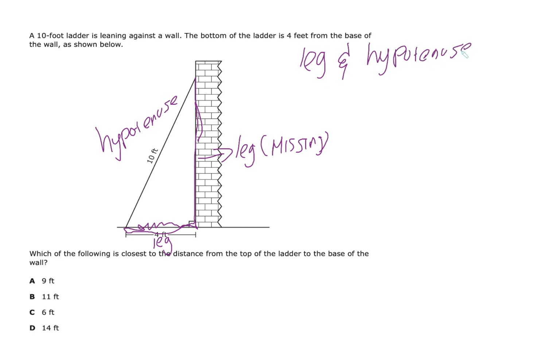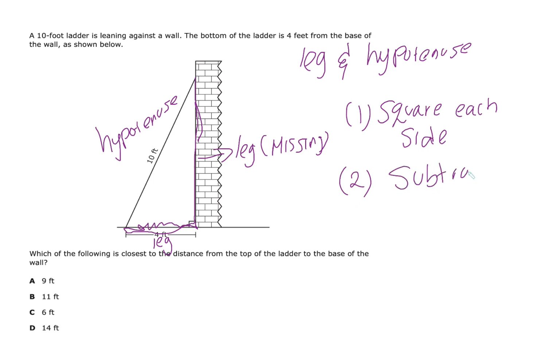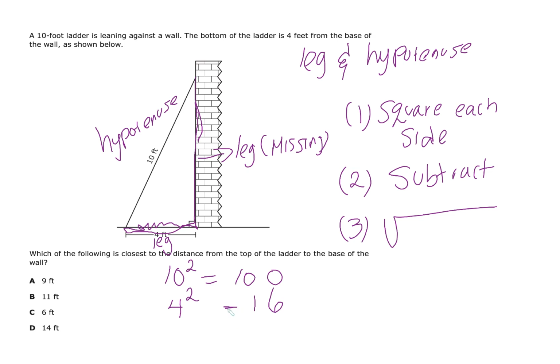Now when you have a leg and the hypotenuse, again, step 1, you're going to square both sides. Step 2, you're going to subtract. And then step 3, remember our last step, take the square root. Now because I'm subtracting bigger first, so 10 squared, which would be 100, then 4 squared, which would be 16. Remember, we're subtracting because we're finding a leg. So if you're missing a leg, you must subtract.